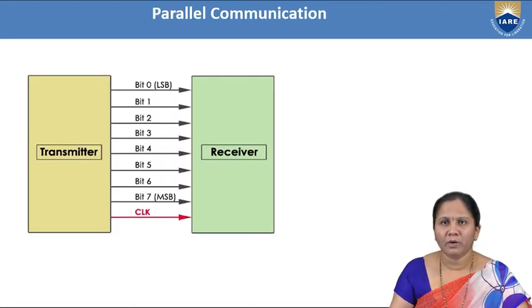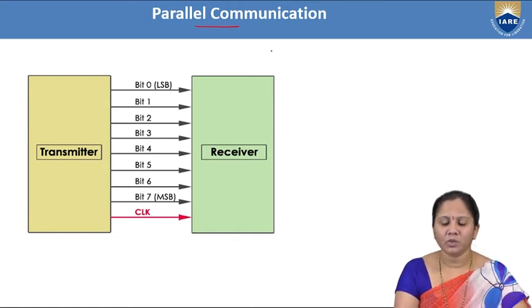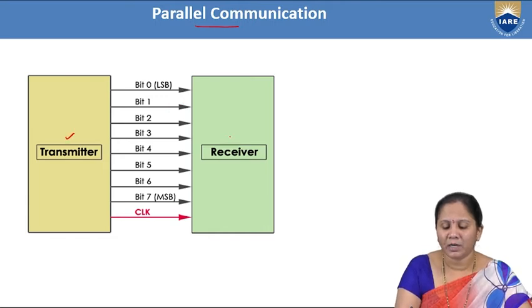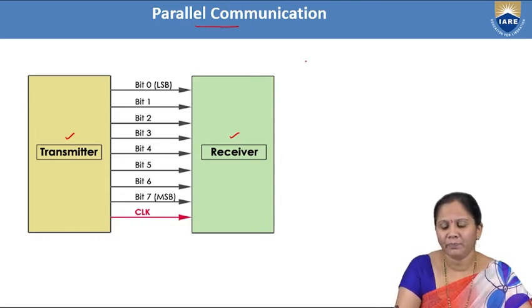Another type of communication here is parallel communication. In this type of communication, the data will be transmitted from transmitter to the receiver, but here there is no single wire; n number of wires are there. So in order to transmit n bits, n bits can be transmitted.